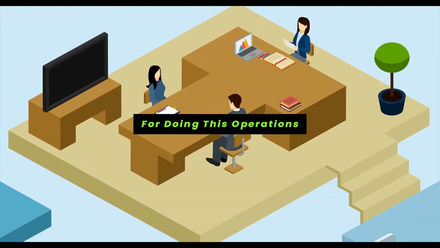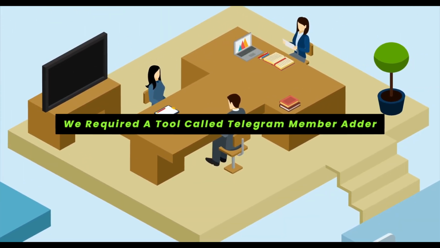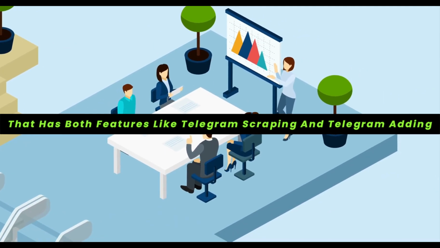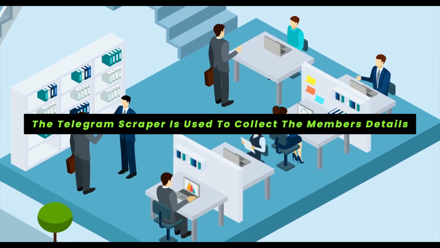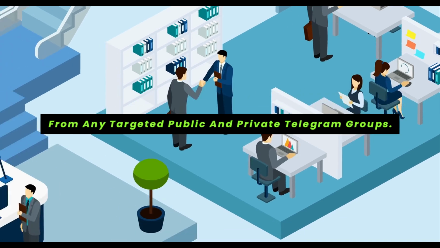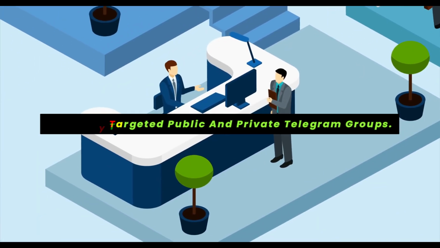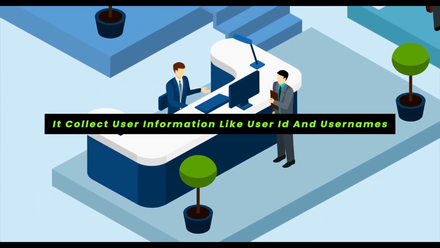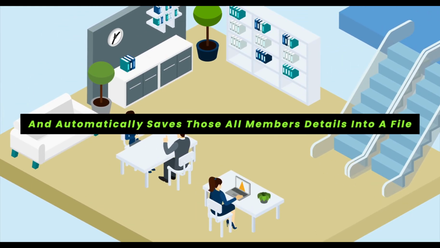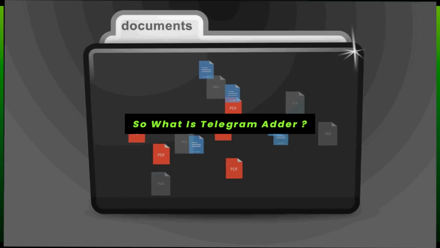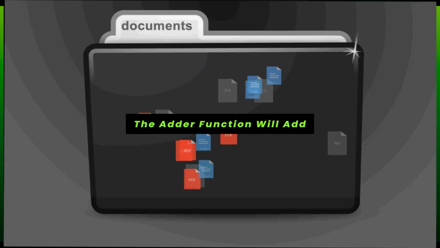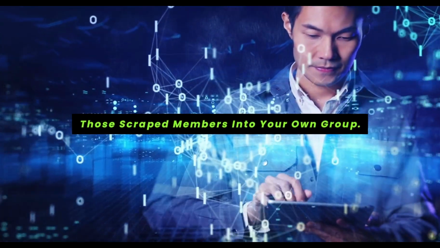For doing this operation, we require a tool called Telegram Member Adder that has both features like Telegram scraping and Telegram adding. So what is a Telegram scraper? The Telegram scraper is used to collect the members' details from any targeted public and private Telegram groups. It collects user information like user ID and usernames and automatically saves all those members' details into a file, and this file will be used while member adding. So what is Telegram Adder? The adder function will add those scraped members into your own group.